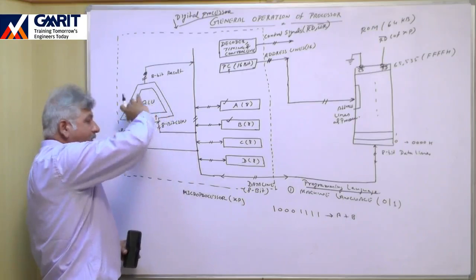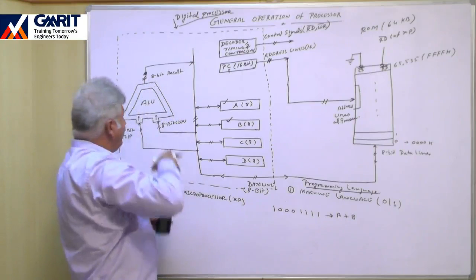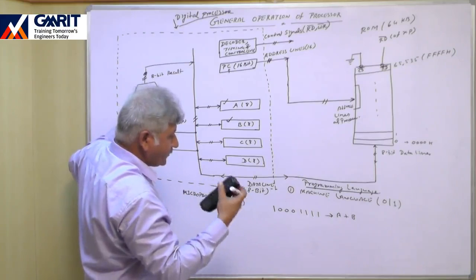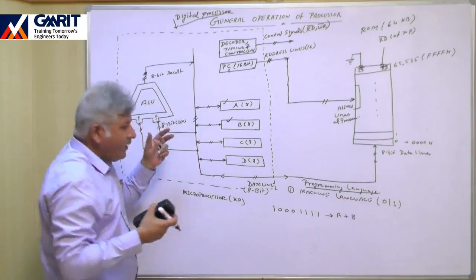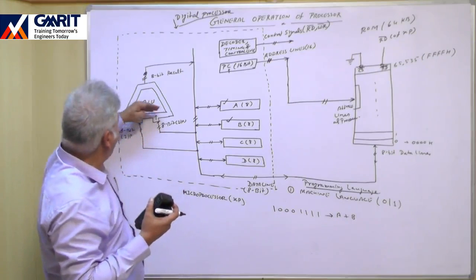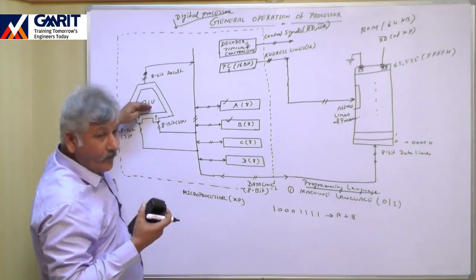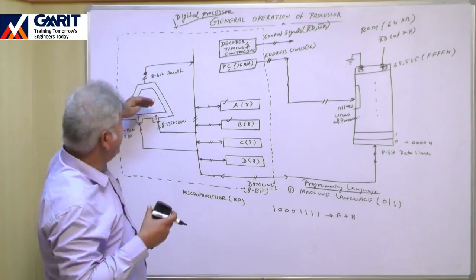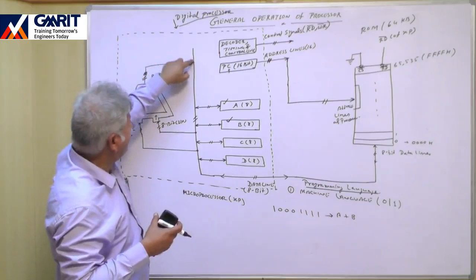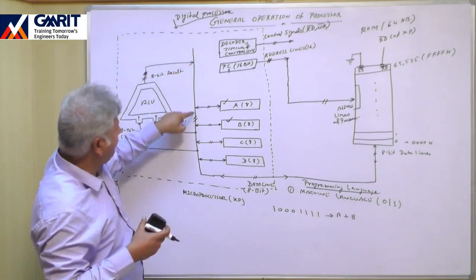Out of many logics inside this ALU, like addition, subtraction, division, multiplication, the addition logic will be activated and the addition of these two numbers will be performed by those adders and the result will be generated. And again, the result is available over this data bus.